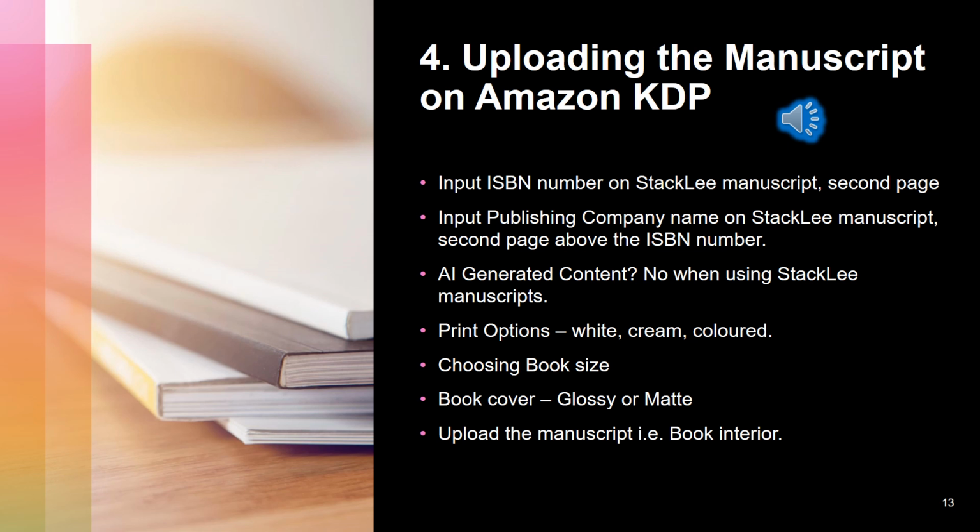Okay, so as I said, no AI generated content when using Stackly manuscripts. So the print options are white, cream, and colored. Okay, so let me just give you a guide. Typically, if it's a novel, you would choose cream. I'm talking about print options right now. That's number 4 of these options you're seeing on your screen right now.